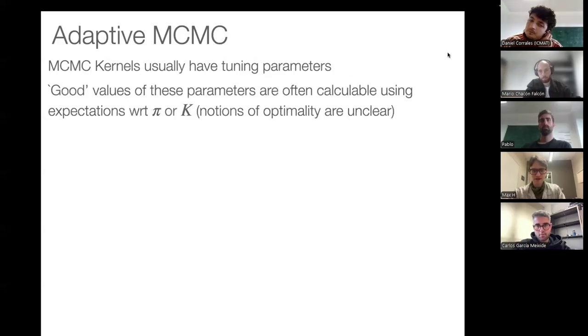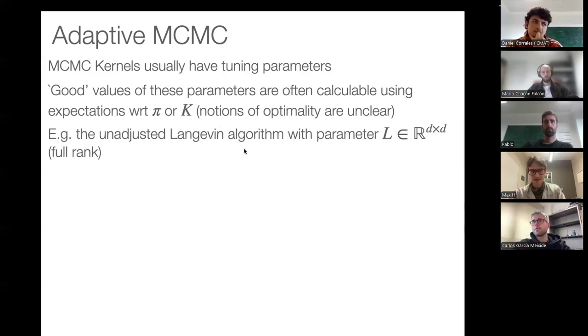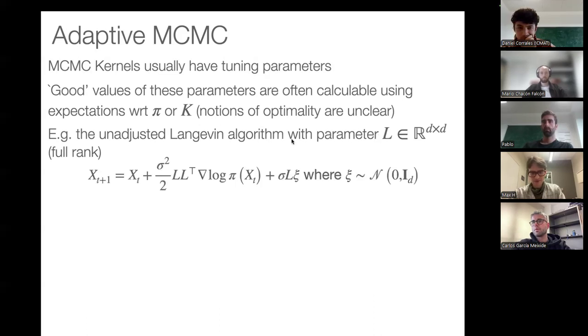And good values of these parameters are often stated in terms of expectations with respect to either the target distribution or with respect to the Markov kernel. So for instance, if we just look at an example algorithm, the unadjusted Langevin algorithm with a matrix valued preconditioner L, which is going to be full rank, the Markov chain updates according to this equality.